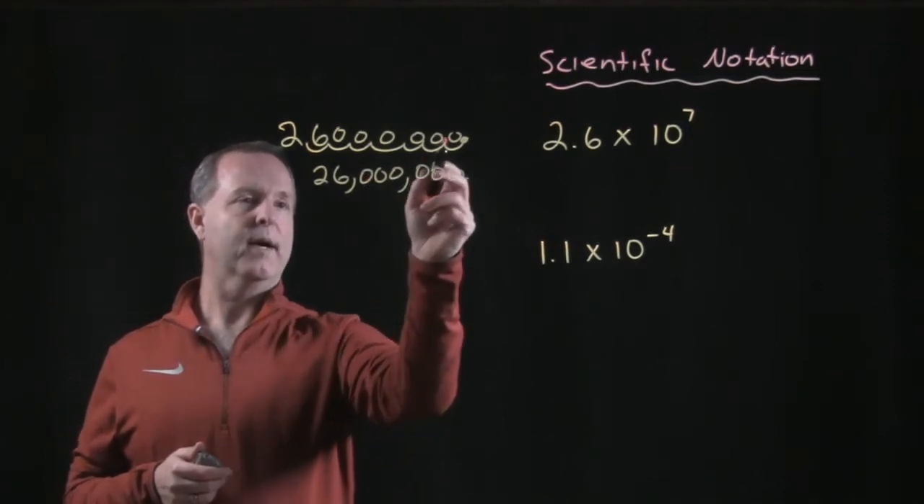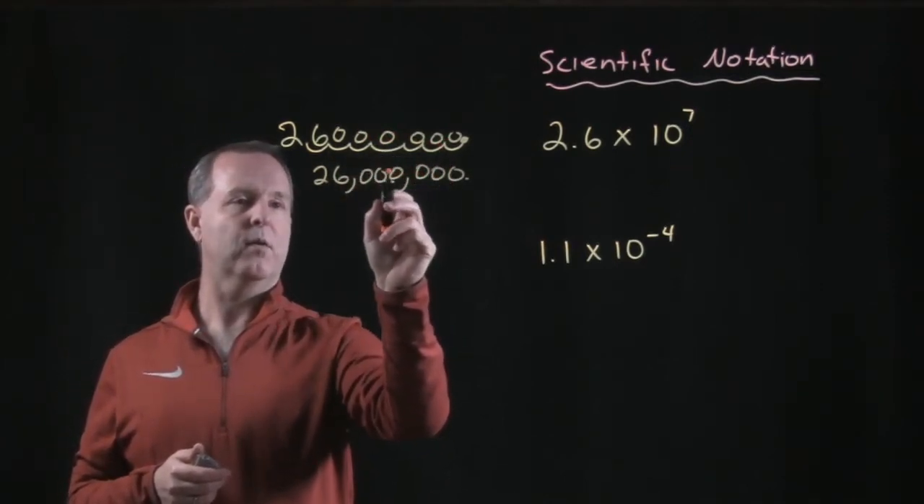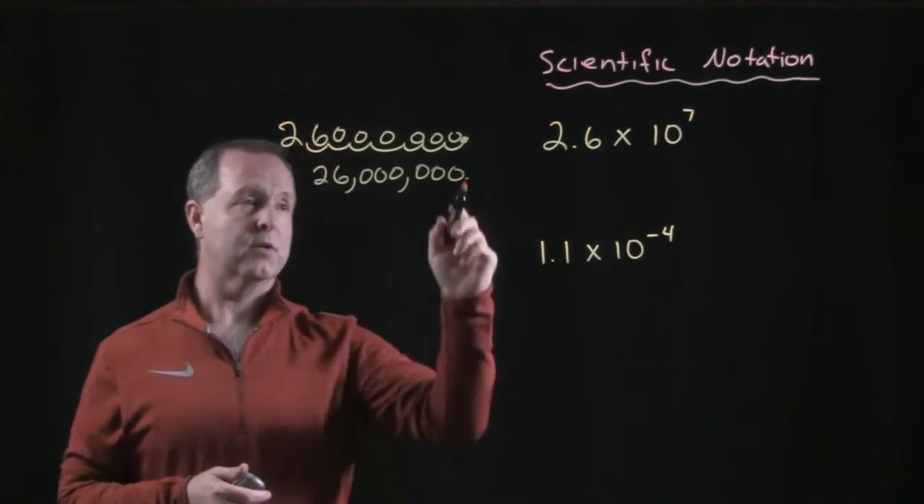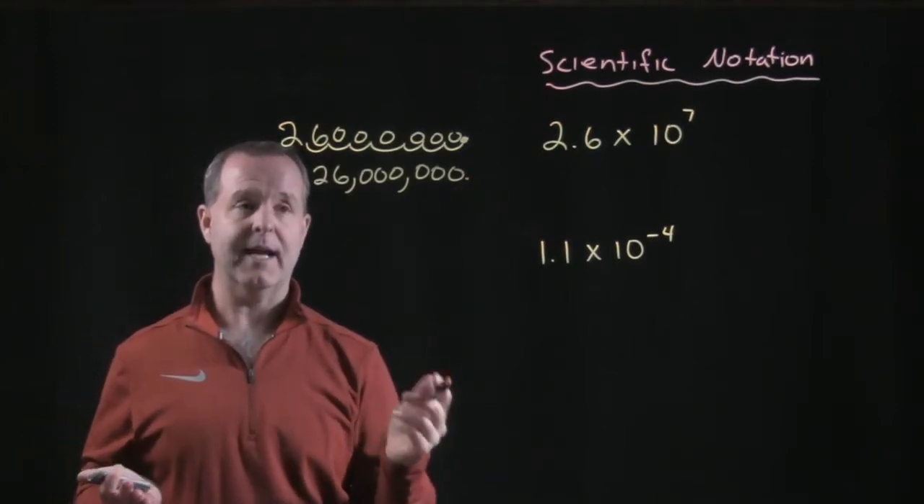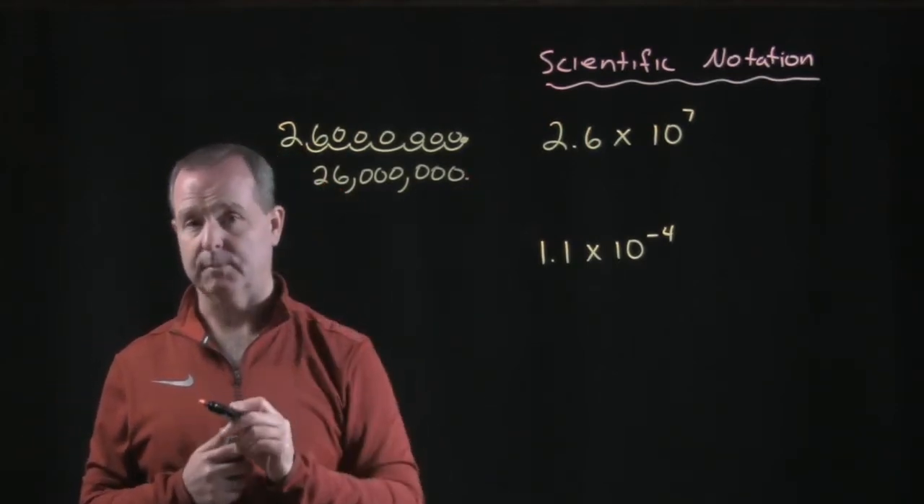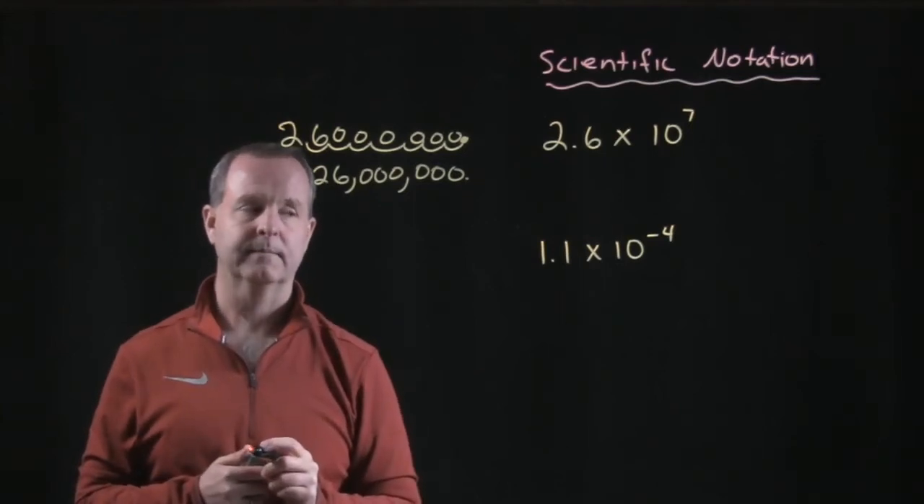Let me make sure my zeros are right. 1, 2, 3, 4, 5, 6. And there you go. So 2.6 times 10 to the 7th is equivalent to the decimal expression of 26 million.